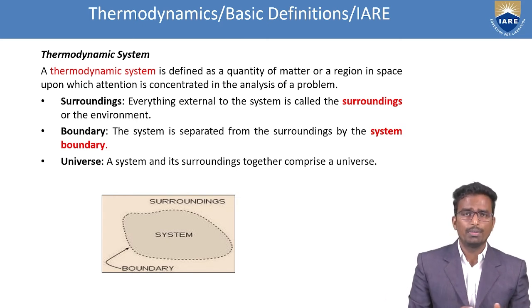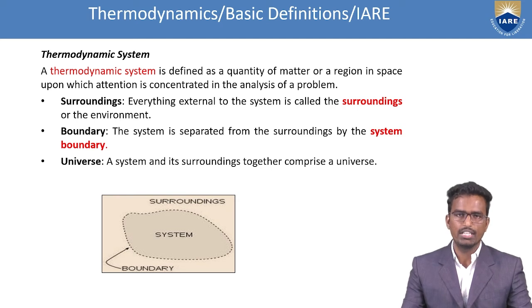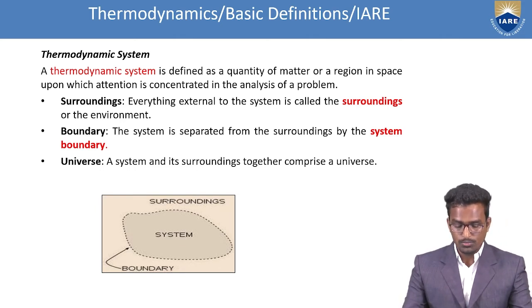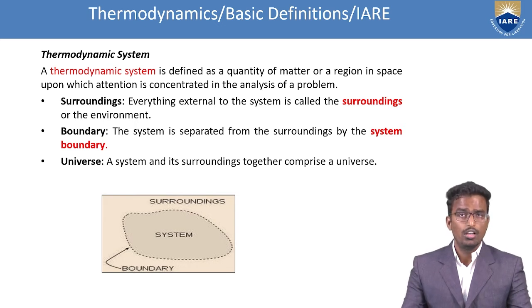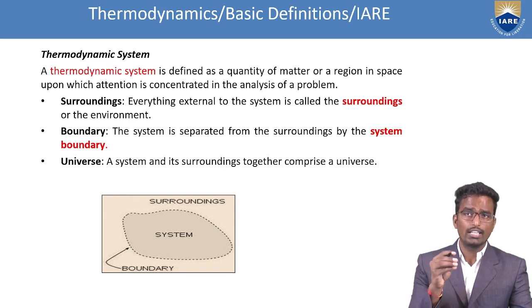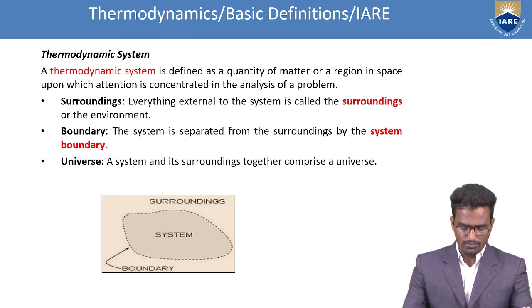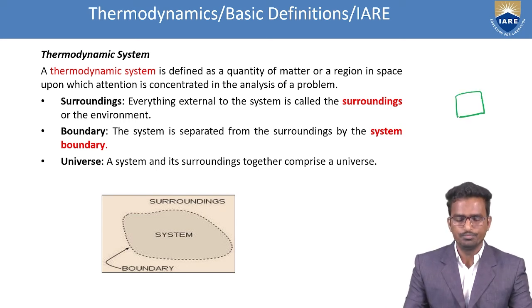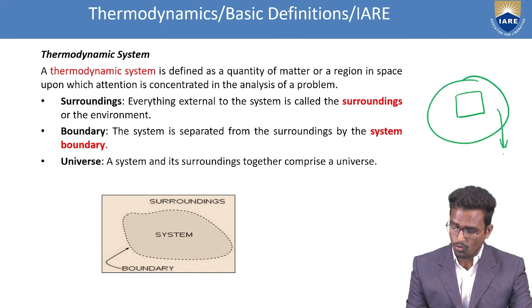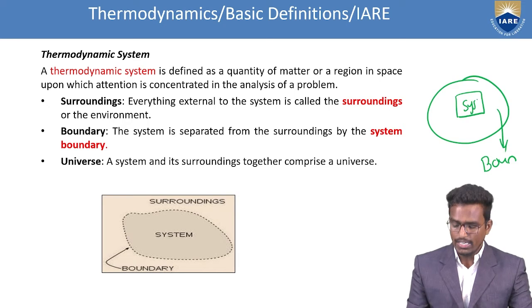Once we are done with microscopic and macroscopic, now we have to know the basic definitions in thermodynamics. A thermodynamic system is defined as a quantity of matter or a region in space upon which attention is concentrated in the analysis of a problem. Anything you are dealing with in a problem involving heat and substances, we call a thermodynamic system. When you deal with a thermodynamic system, I have a system, and surrounding this system I have a boundary. This is the system and this is the boundary, and the outside of this we call the surroundings.